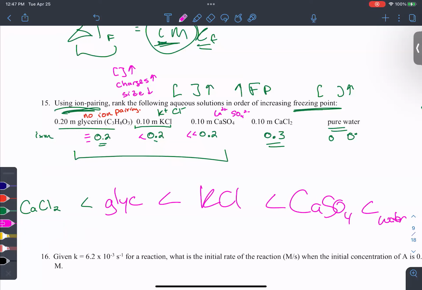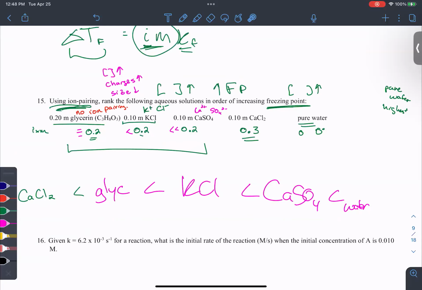And again, you're thinking of more particles in solution, lower the freezing point. Calcium chloride has the most particles because its I times M is the greatest. Then next up, I times M, this tells us number of particles, will be glycerin because it's exactly 0.2. Then it'll be KCl because it's just a little bit less than 0.2. Then it's calcium sulfate because it's a lot less than 0.2. And then it's pure water. All right, and so the strategy would be the exact same if I said boiling point elevation. It'd be the exact same, except maybe the ordering would just be flipped. But same idea, you want to calculate I times M.